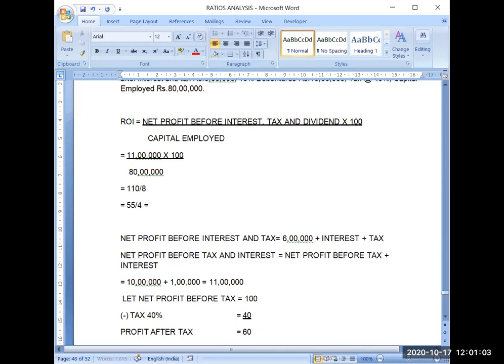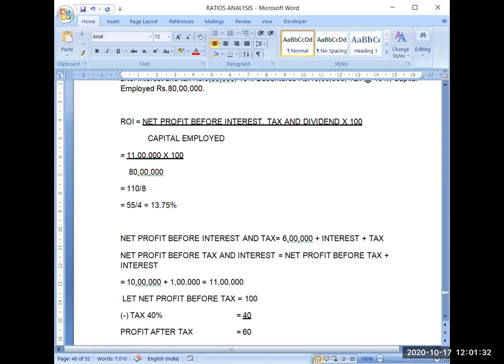So if I solve it, 4 ones are 4, then 15 will be there, 4 threes are 12, 20, 13.5. 4 ones are 4, and 15, 4 threes are 12, 30, 4 sevens are 28, and 0.74, yes, 13.75%. So this is my return on investment.